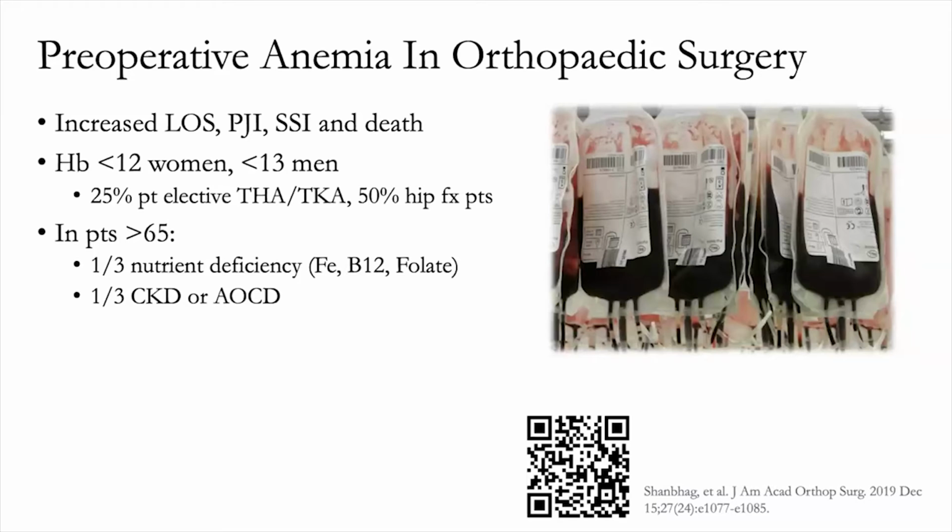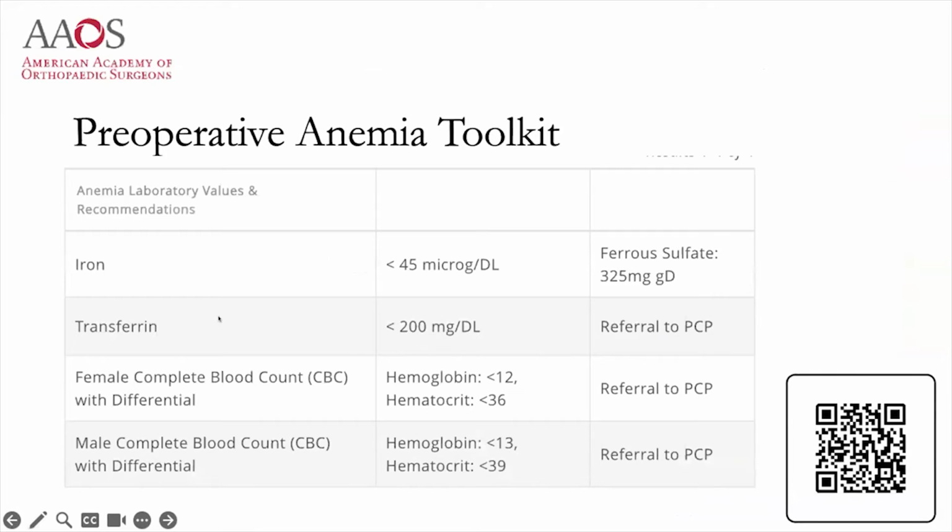And when they looked at these patients who were over 65 and anemic preoperatively, a third of them had a correctable nutrient deficiency, and another third had CKD or anemia of chronic disease, so something that was potentially modifiable. I mean, of course, with CKD, you can give patients EPO if that's appropriate. And looking at the preoperative anemia toolkit from the Academy, they recommend checking iron, transferrin, and a blood count, of course, in these patients.